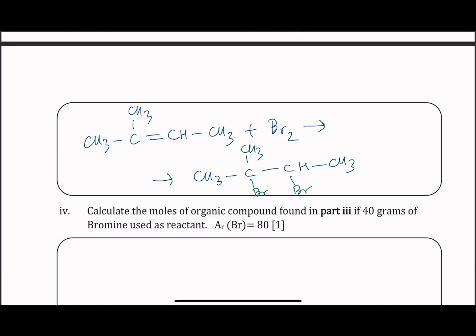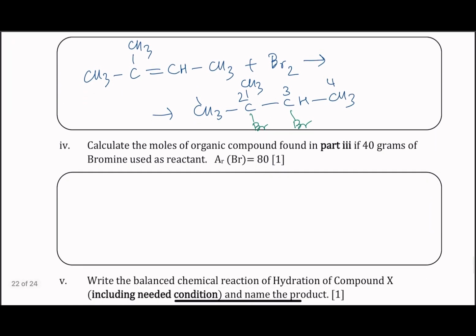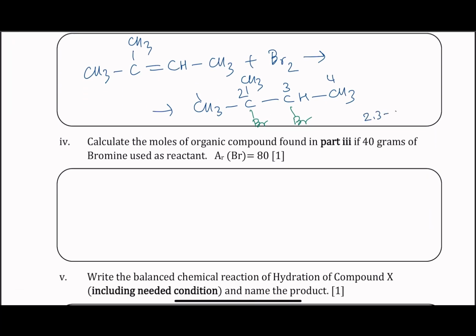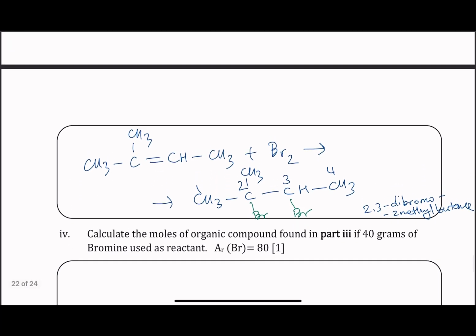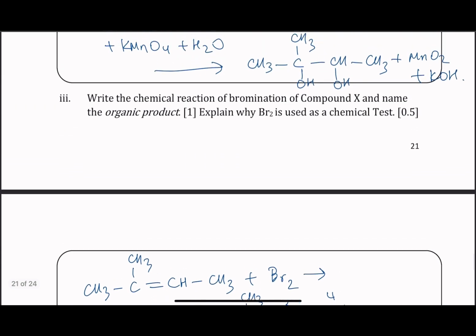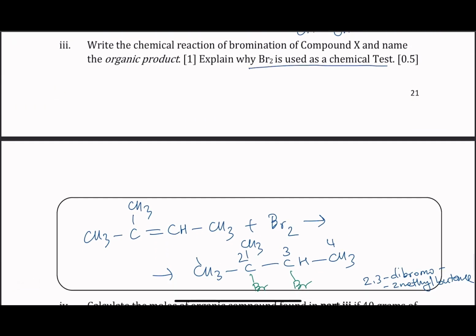Let's name it. I will start numbering from here because the branches are closer to the left side. So it would be 2,3-dibromo-2-methylbutane. And that is the name. Then it asks to explain why Br2 is used as a chemical test.